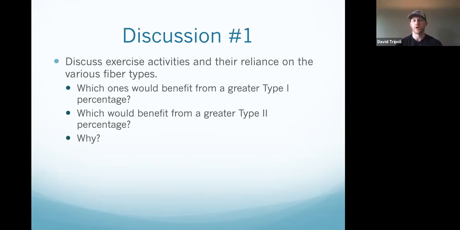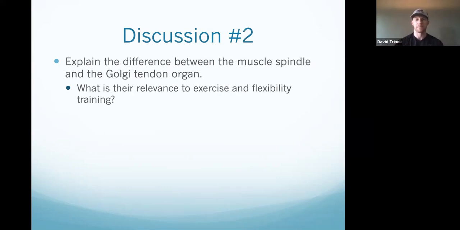So there's a couple of discussions here. Again, if I was in class with you, they would be up there. I already post different discussions for you guys in this class. But again, just think about different exercises and your reliance on fiber types. Think about which ones would be more type 1, which ones would be more type 2, and why is that? And then again, muscle spindle and Golgi tendon organ, make sure you can explain the difference between those two, whether you say that to yourself right now, or you grab a friend and say, hey, let me tell you about the difference between these.